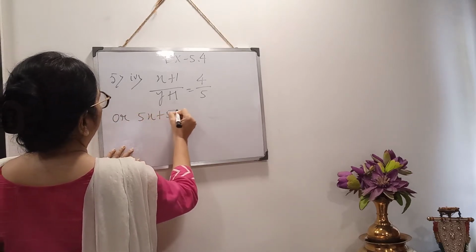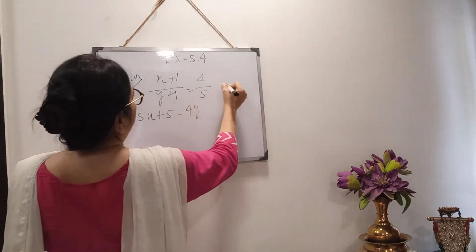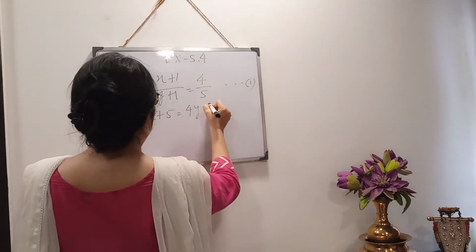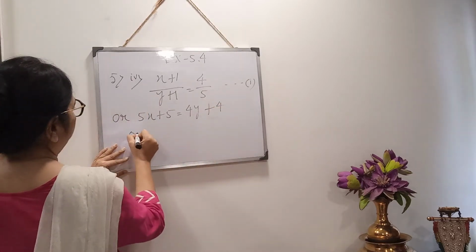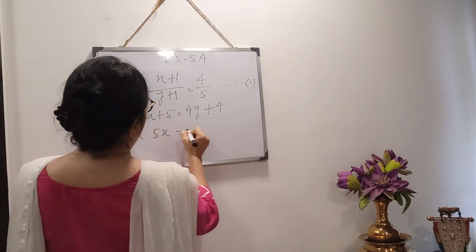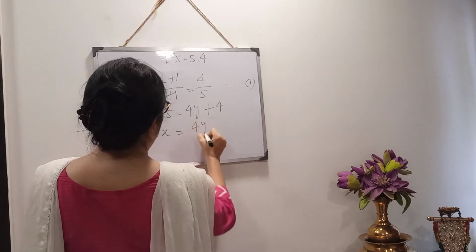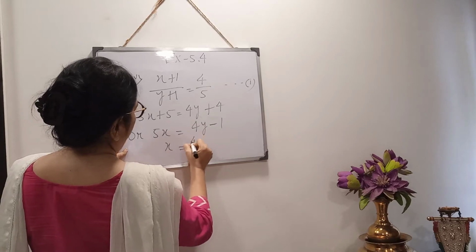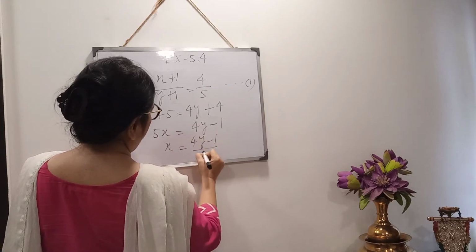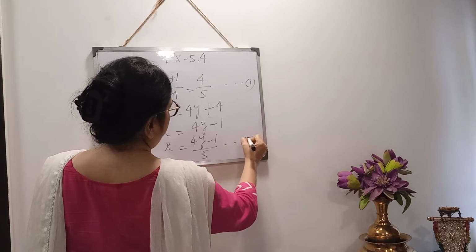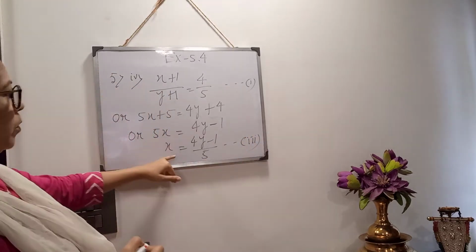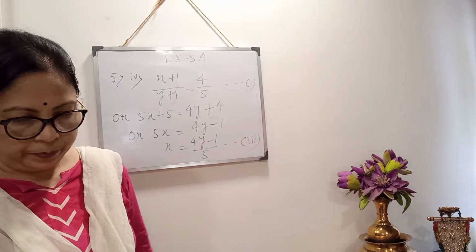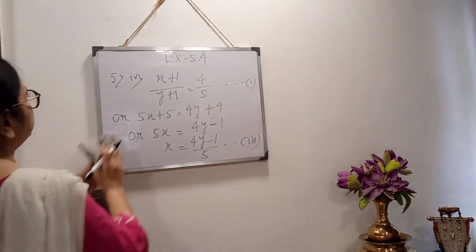5x plus 5 equals 4y plus 4. This is my equation number 1. We'll express x in terms of y. So 4y plus 4 minus 5 means minus 1, and x is coming (4y minus 1) by 5. This is my equation number 3. From 1 we'll get equation 3. Clear? Then equation number 2.